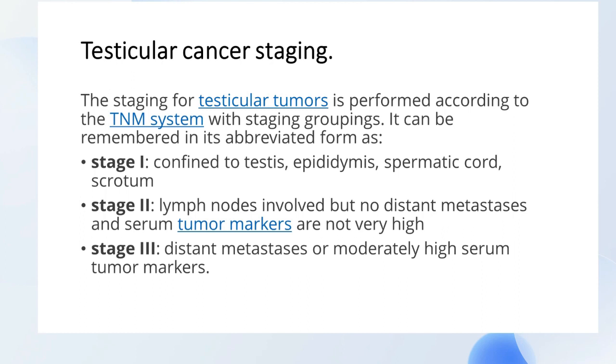Then stage 2, lymph nodes involved but no distant metastases, and serum tumor markers are not very high. So basically, if you see the involvement of lymph nodes accompanied by a testicular lesion, you must also query stage 2 of testicular cancer. But at stage 3, it will send distant metastasis to distant organs like the liver, the spleen, and so on. Then that will be basic stage 3 of testicular cancer.